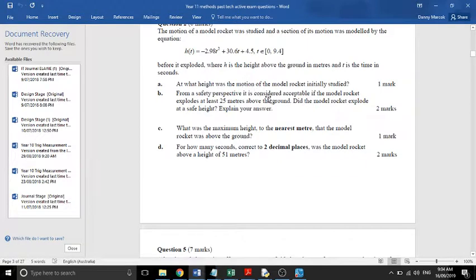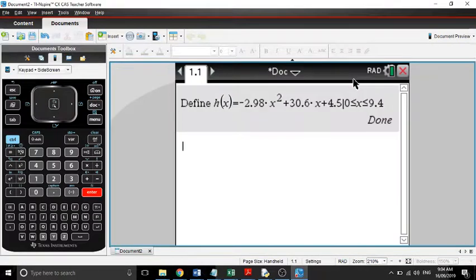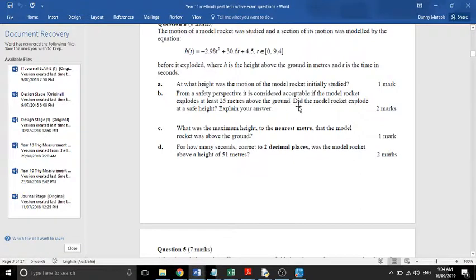So at what height was the motion when it initially started? So I'm going to do that. When it's initially started, that means h of 0. So 4.5 is initially 4.5 meters above the ground.